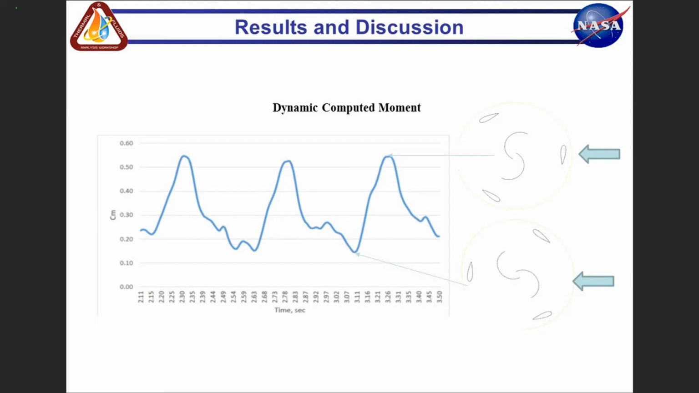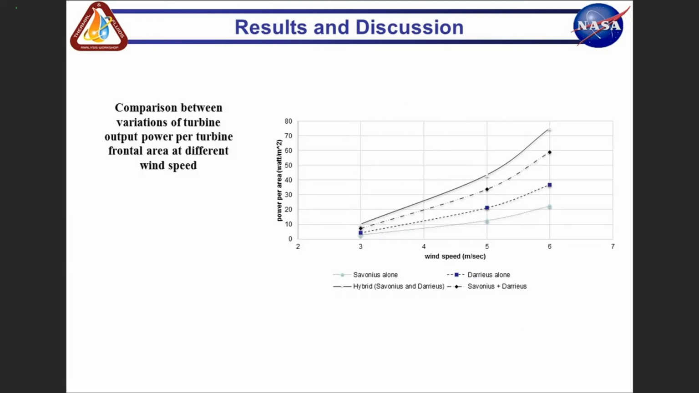As we can see from the diagrams, when the wind is perpendicular to the blades, it gives the maximum coefficient of moment. And when the wind makes 45 degrees with the blade, it gives the minimum coefficient of moment, as we show in the diagram.